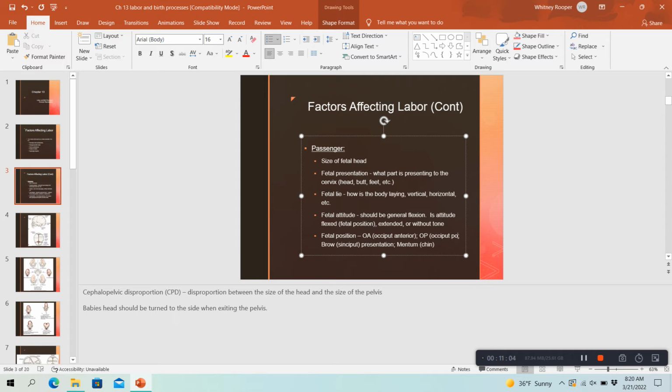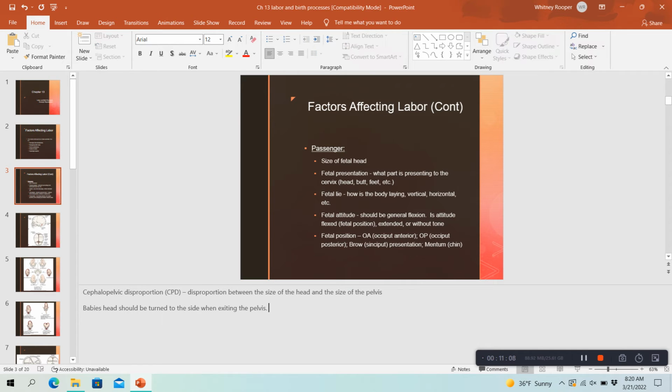First is the head coming first. That's the first thing we're going to know: is the baby coming head first? If the baby's not coming head first, we're looking at a C-section. So is the head coming first? That's number one. And then will the head fit through the pelvis? Is there cephalopelvic disproportion or not? Is the head too big for the pelvis? That's the next thing.